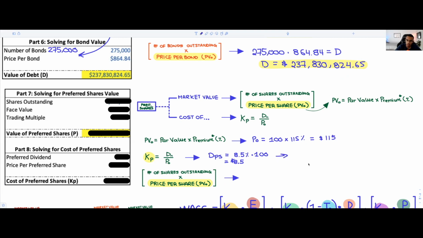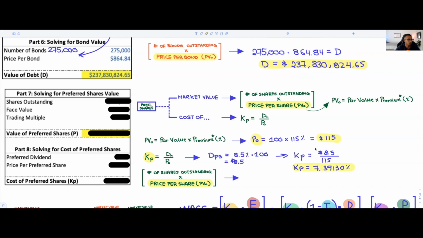Now that you have that, you could go ahead and say, our KP is going to be equal to 8.5 divided by 115, such that our KP, I'll go ahead and highlight this as our P0, is going to be equal to, if I could do some quick math, 7.39130. That's going to be essentially our cost of preferred shares.